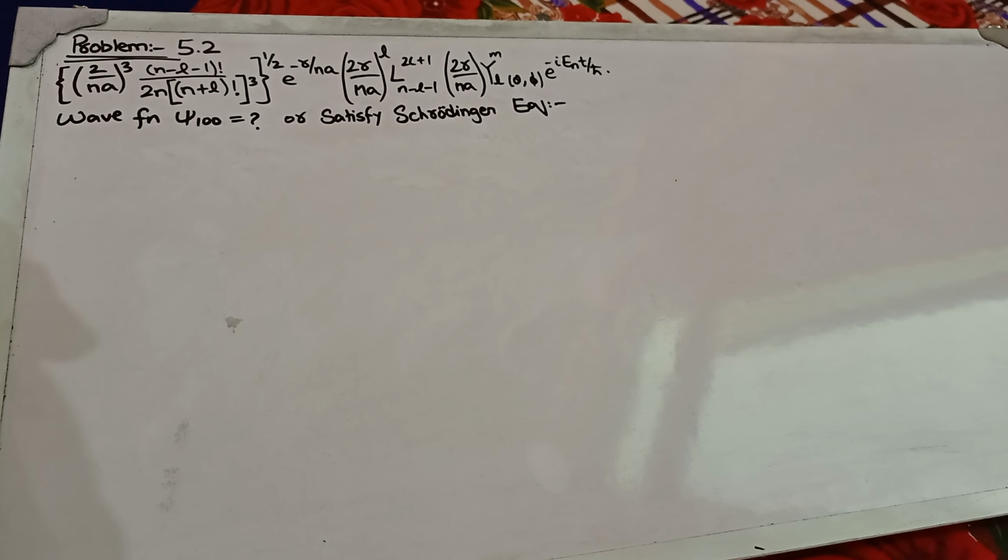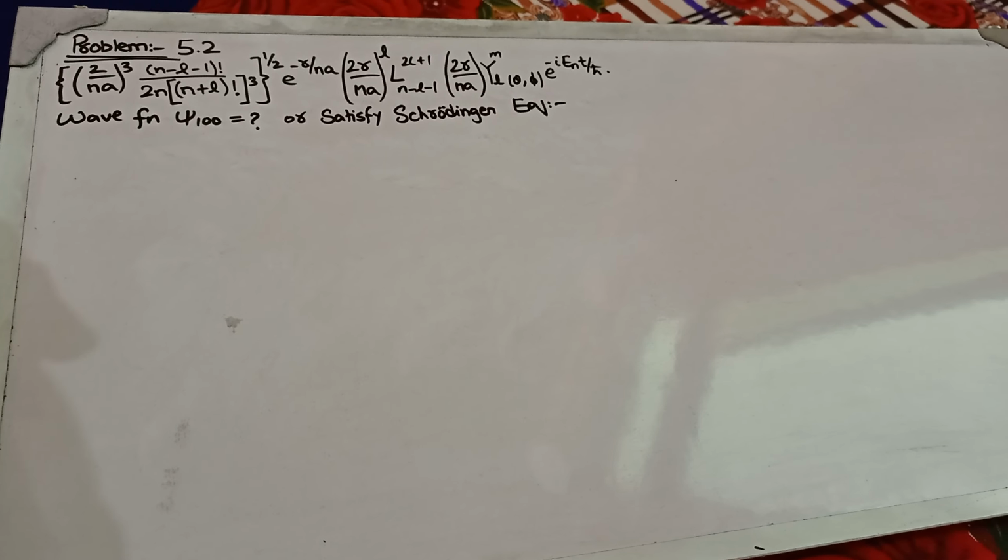To obtain the ground state wave function psi 100, show that it satisfies the Schrodinger equation, which is minus ħ squared by 2m del squared psi plus V psi equals i ħ partial by partial t psi, with the appropriate energy, and check it is properly normalized. So this question we have to solve today. So let's start our problem.